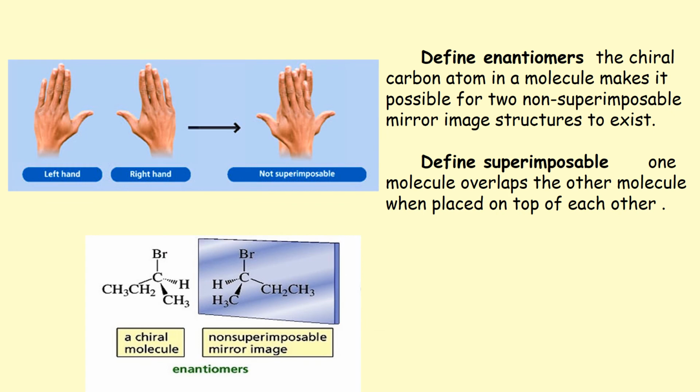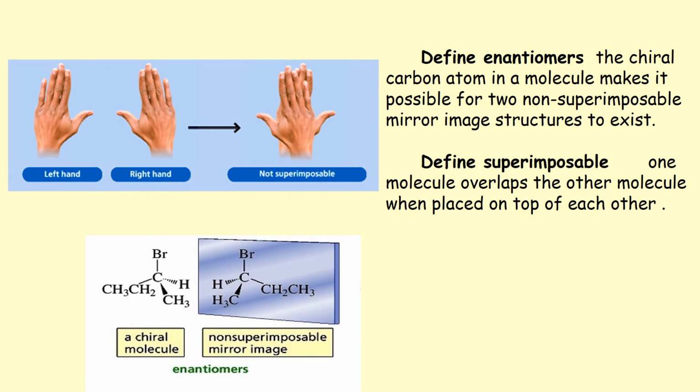Okay, so we are now going to come across the word enantiomers. Enantiomers: the chiral carbon atom in a molecule makes it possible for two non-superimposable mirror image structures to exist. Now, this might seem like a difficult definition, so let's break it up.